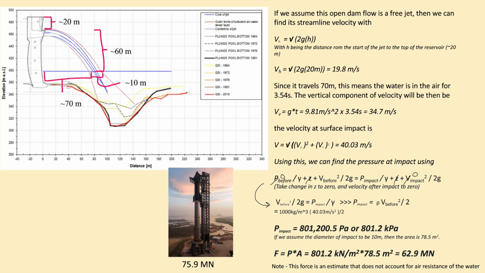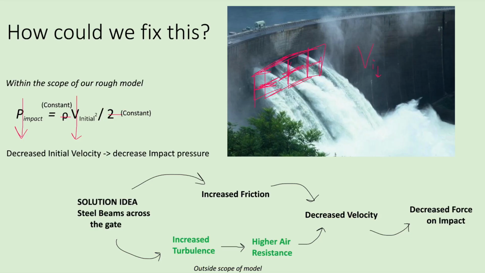This high force environment, combined with the presence of highly weathered basalt at the base of the plunge pool, is the perfect combination for the issues we see today. How could we fix this within the scope of the course? Well, using the model that we formed in the last simplified example, if we decreased the initial velocity, this would decrease the pressure on impact.